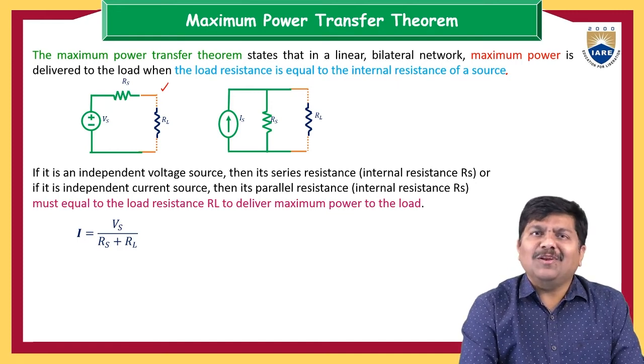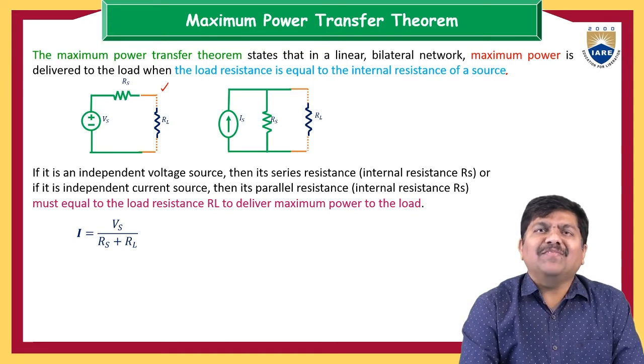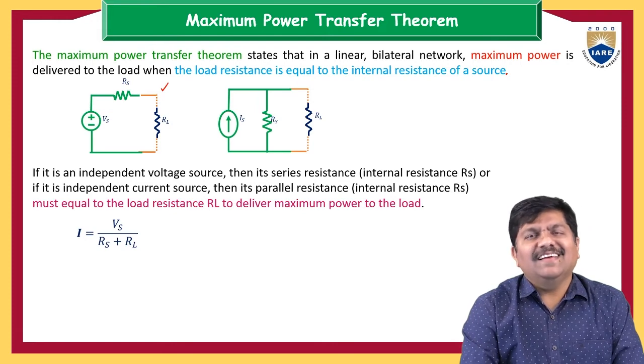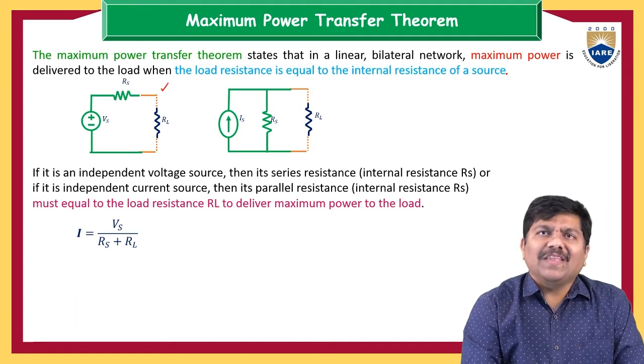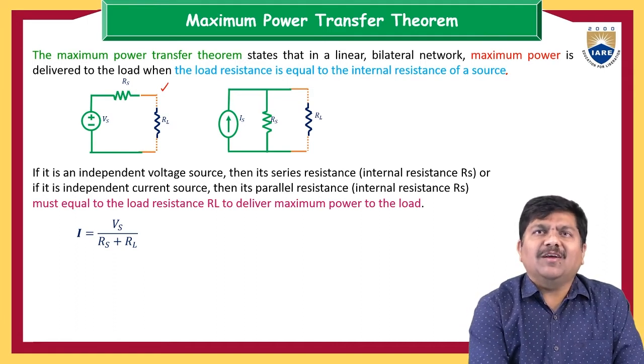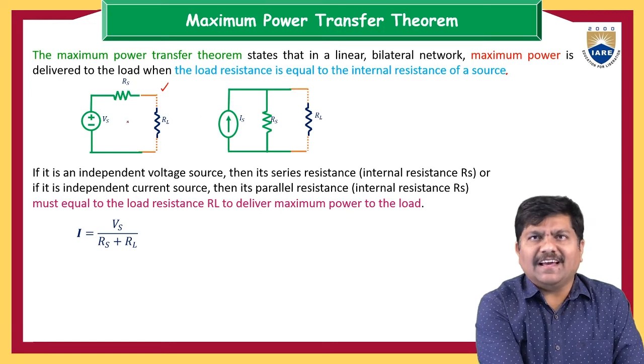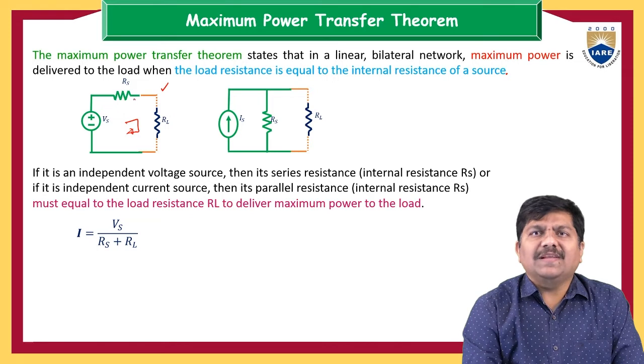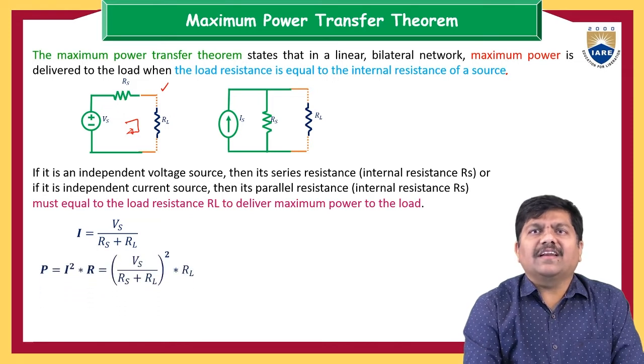So here I select again the first electrical network, having voltage source Vs in series with some internal resistance Rs, and this combination is shunted with respect to some load resistance RL. Here, if this is the case, what about the current? The current is nothing but the voltage source divided by Rs plus RL. So this is the current here.